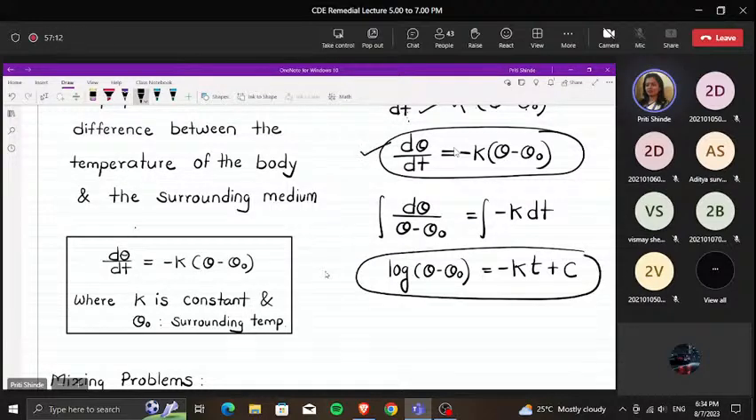You can directly remember this too. Newton's law of cooling: write down this differential equation, d theta by dt is minus k theta minus theta 0, and its solution is log of theta minus theta 0 is equal to minus kt plus c. Using this differential equation and its solution, you can solve problems based on Newton's law of cooling. So let's solve one example.